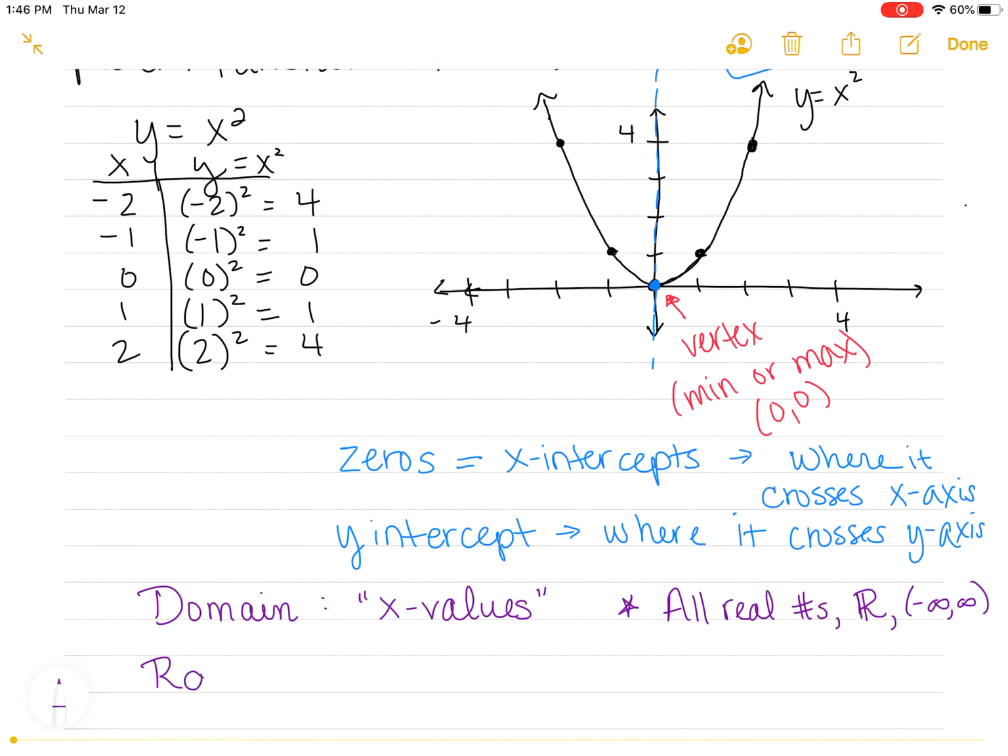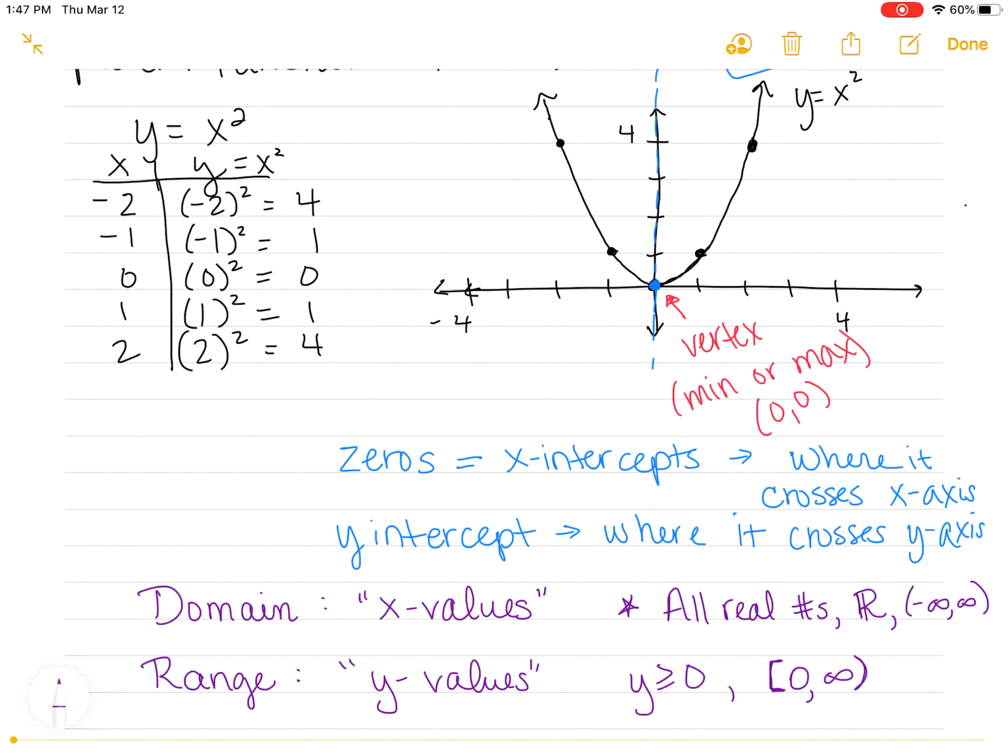And then your range is your set of y values. So if I'm talking about the range of y equals x squared, that's going to be y values greater than or equal to 0, or in interval notation, since it can be equal to 0, I'm going to use a square bracket: [0, infinity).